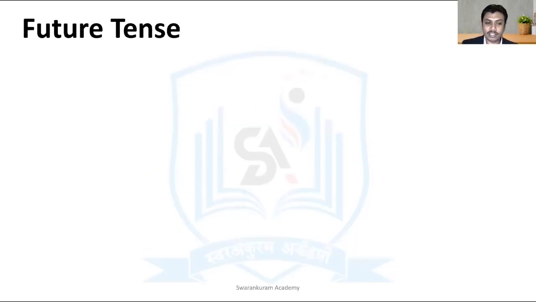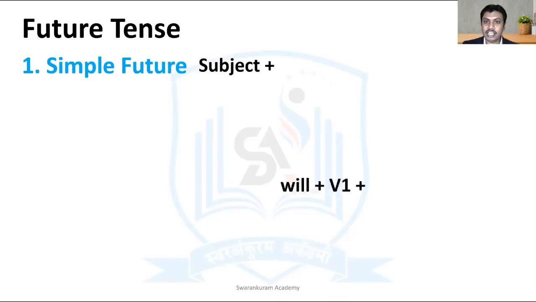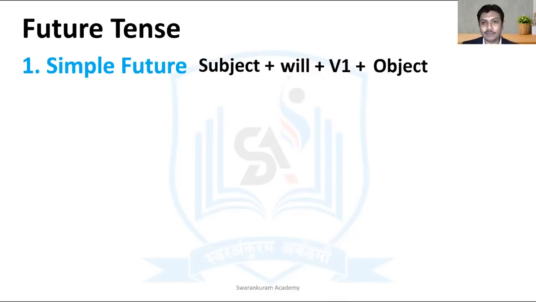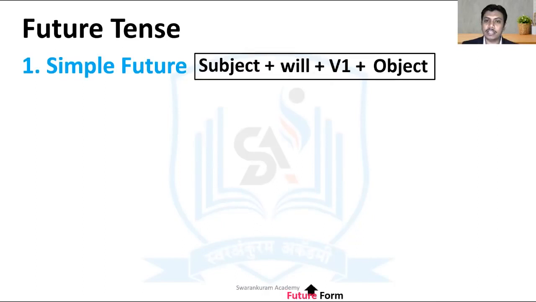Now let's try to understand future tenses. Now simple future. V1 is already used for simple present. V2 is already used for simple past. What is remaining? I will take the subject, then will plus V1, and then I will use the object, and it will become simple future.